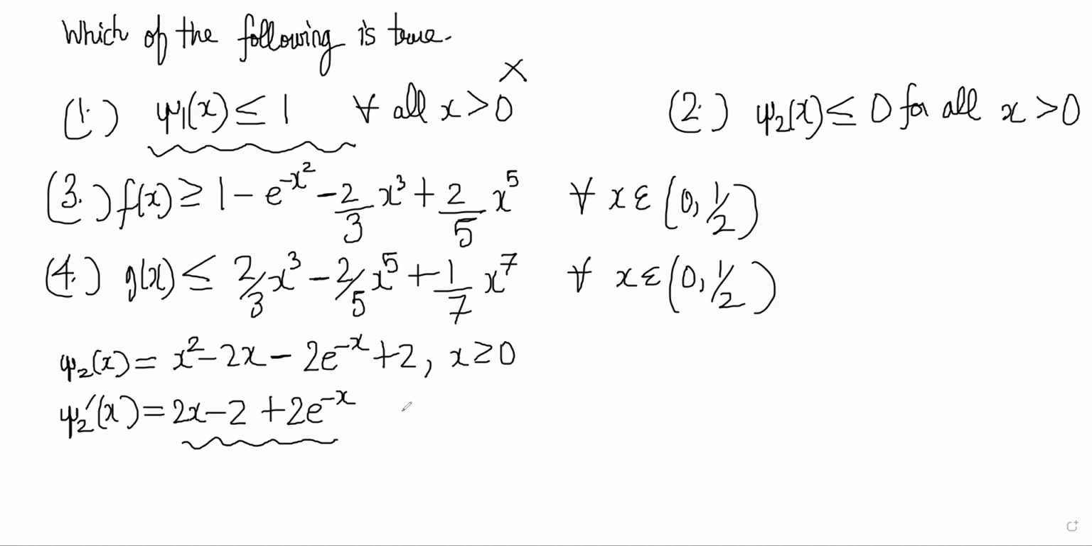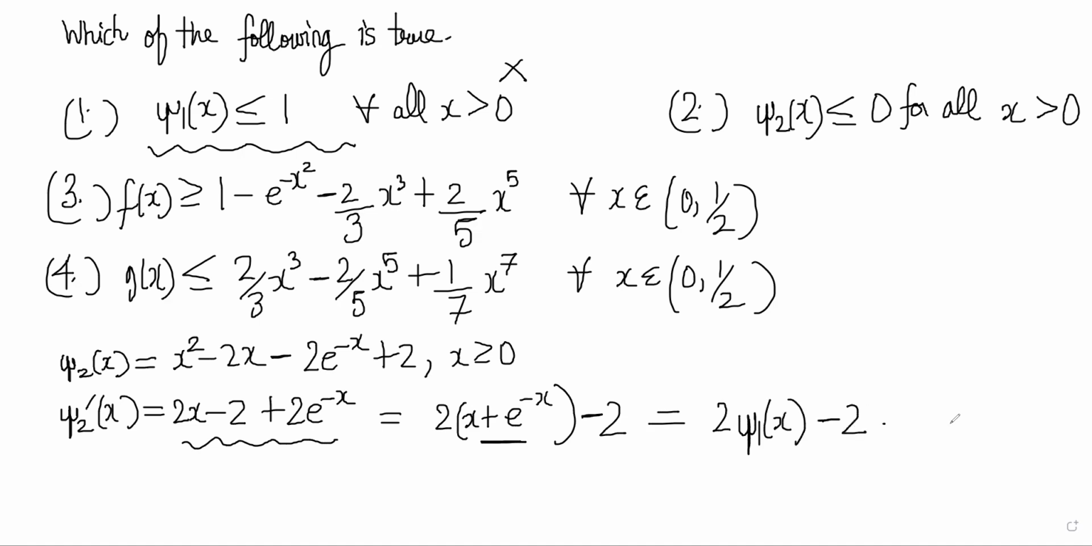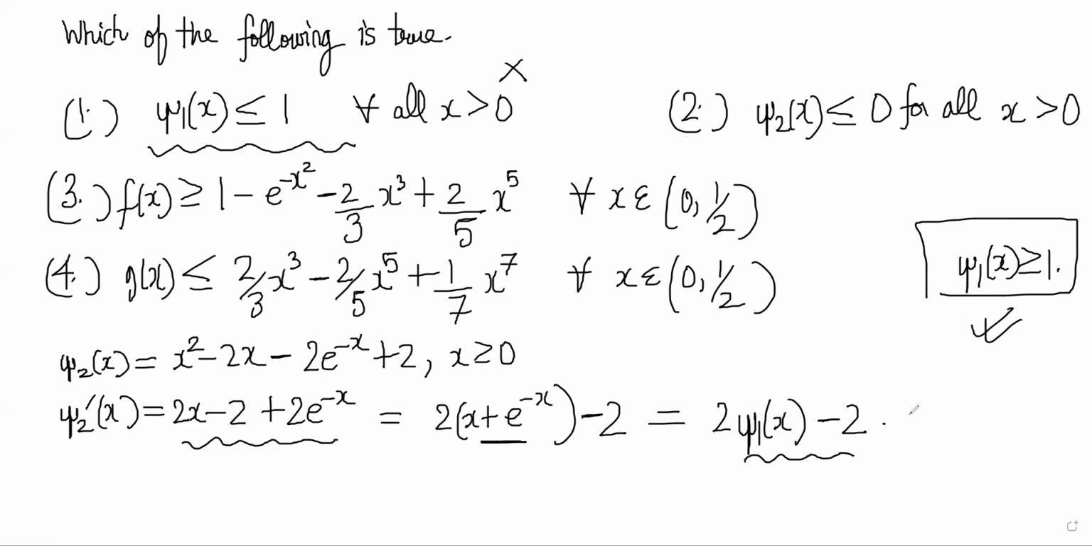This is equal to 2 times x plus e power minus x minus 2. And if you think about it, x plus e power minus x was psi1 x. So it is 2 times psi1 x minus 2. But we already know that psi1 x is greater than or equal to 1. We just did that proof right now. So 2 times psi1 x will be greater than or equal to 2, and this is greater than or equal to 0. So we know that psi2 x is also increasing.